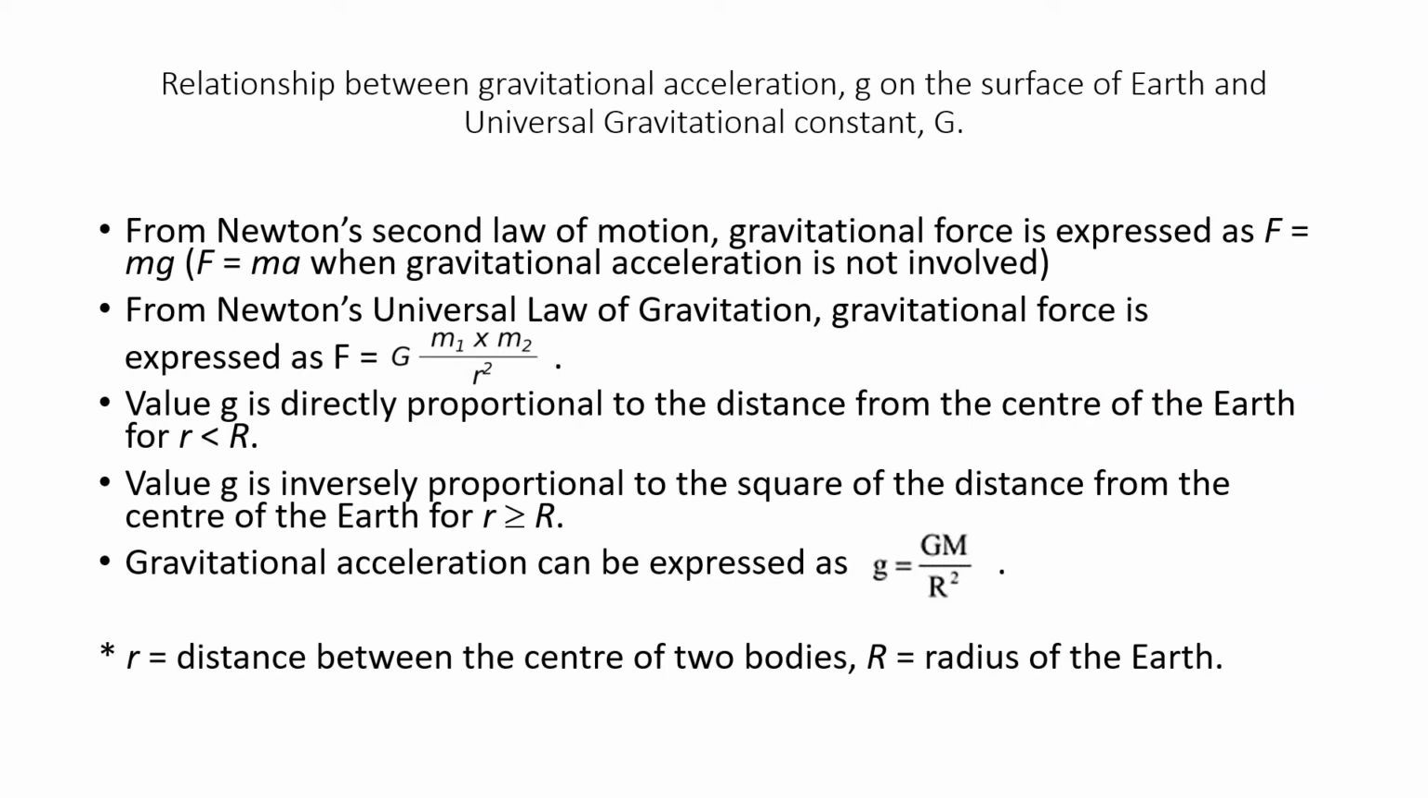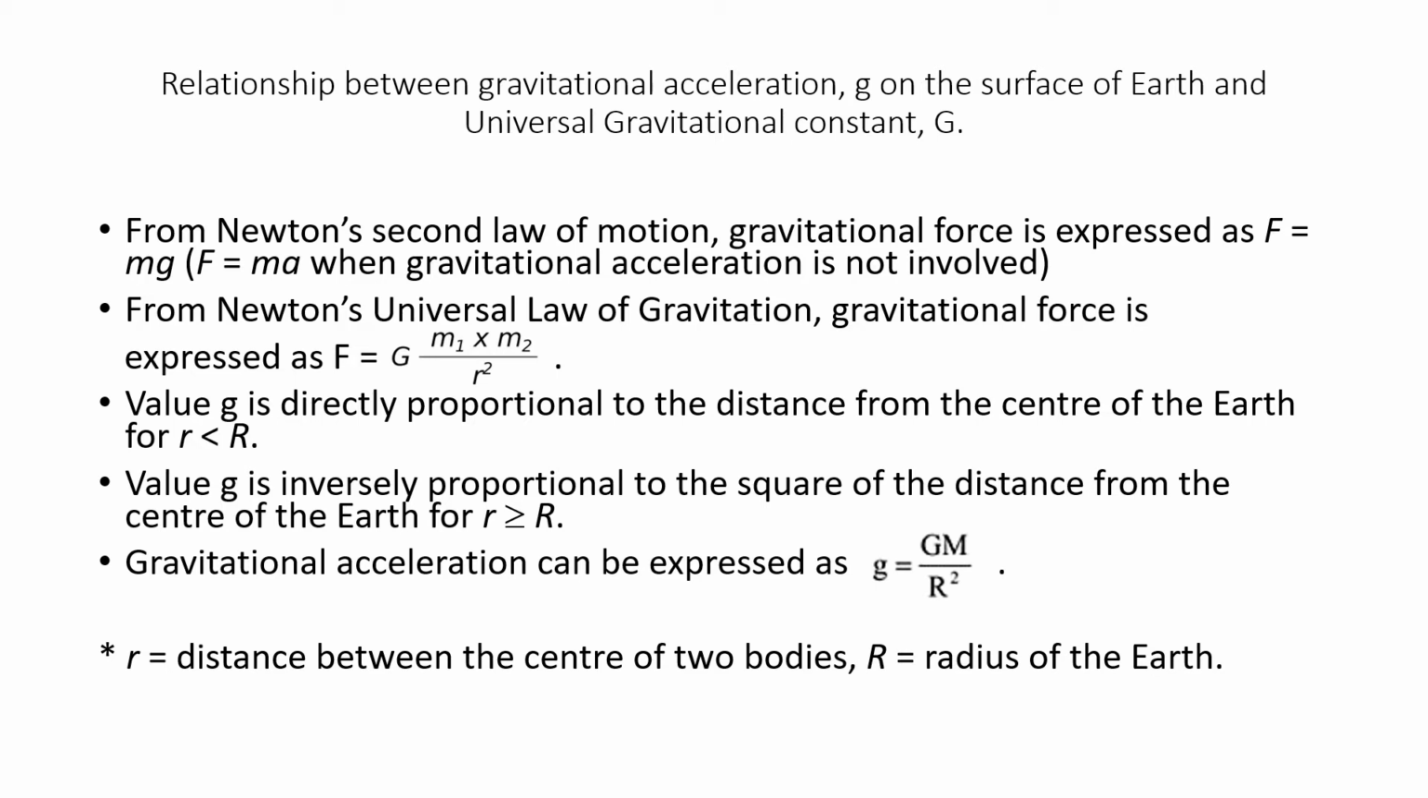Let's discuss the relationship between gravitational acceleration g on the surface of the Earth and the universal gravitational constant G. From Newton's second law of motion, gravitational force can be expressed as F equals mg, while F equals ma when gravitational force is not involved. From Newton's universal law of gravitation, force can be expressed as F equals G m1 m2 over r squared.